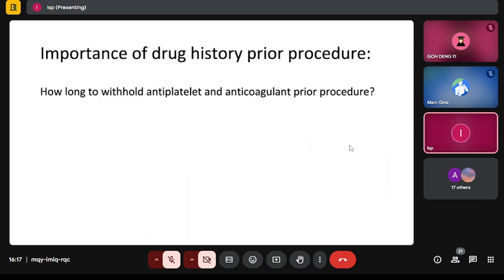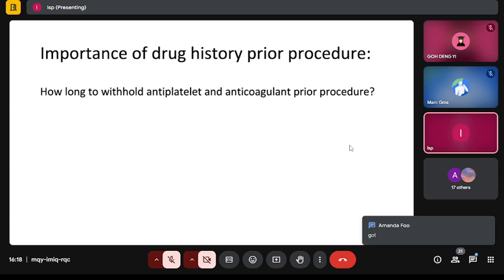Okay, something more relevant to you will be before the dental procedure. You need to know if the patient is on antiplatelet or anticoagulation and how long to withhold them prior to the procedure. For dental procedures specifically, are you having a specific lecture regarding this? How long to withhold antiplatelet and anticoagulant? Because I'm not sure about this, doctor. I think you should have this because it's specific, with different guidelines compared to medical.